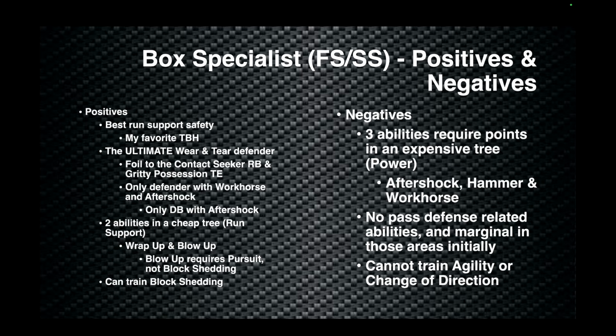The contact seeker running back and the gritty possession tight end both have battering ram, which wears out defenders, and they have workhorse, which prevents you from being worn out. The foil to that is having workhorse and aftershock. The only defensive player to have both of those is the run support, or box specialist, safety. The thumper linebacker has aftershock, and the signal caller has workhorse, and the hybrid safety also has aftershock. But the only guy that has both, basically, can wear people out.